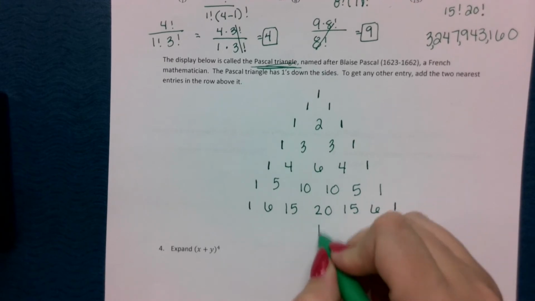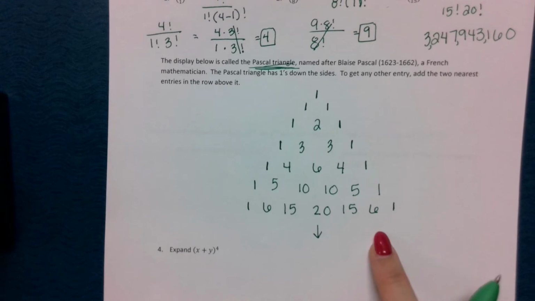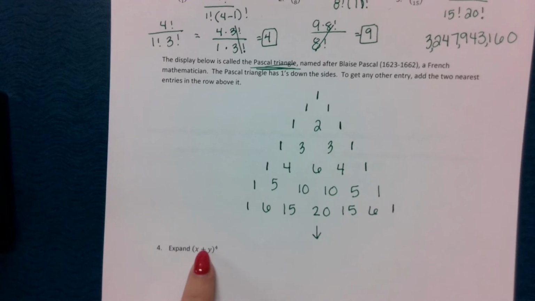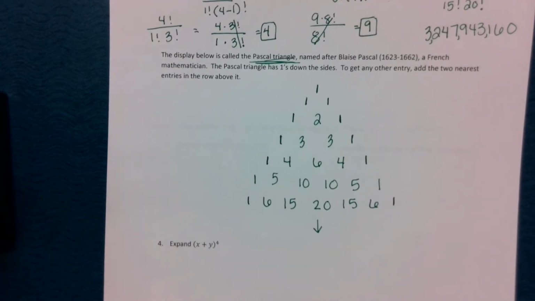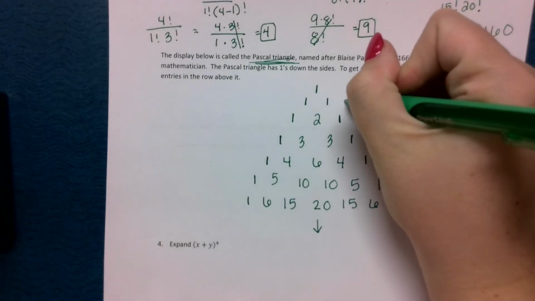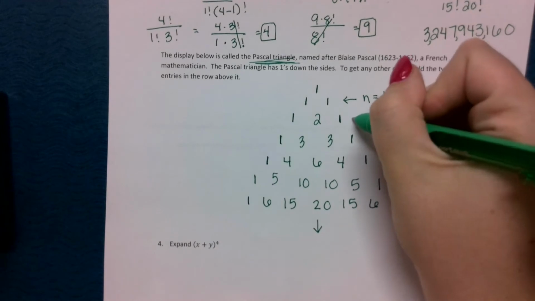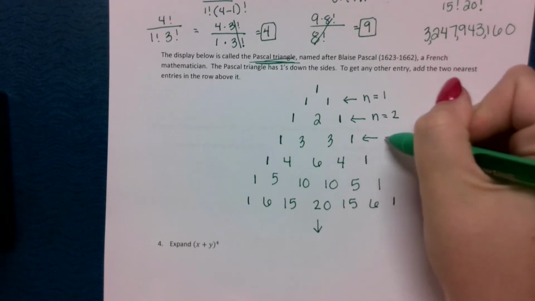Okay, and like I said, this goes on forever. Now, why is this triangle important, this Pascal triangle? Well, this Pascal triangle actually has a lot of different things that it's helpful for. One of the things that it's helpful for is expanding our binomials. Okay, so this row here is when n equals 1. This row here is when n equals 2, and so on.